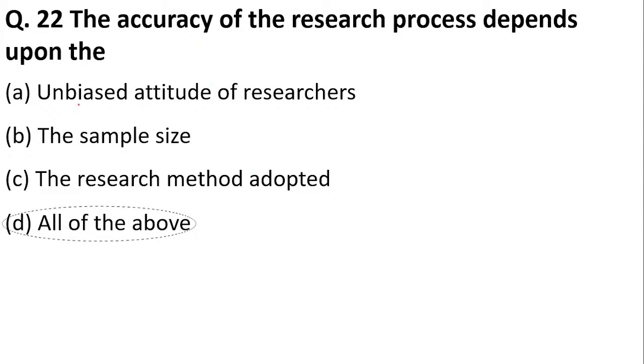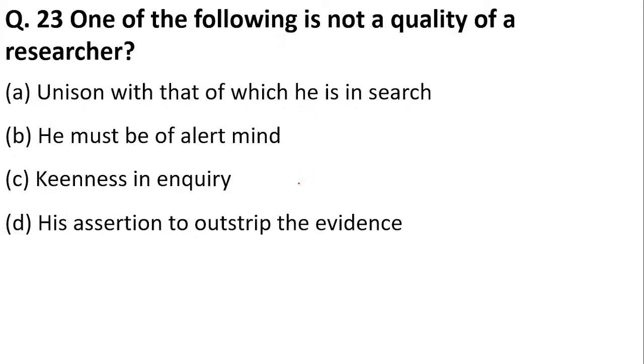Unbiased view means that the researcher is not subjective, he will not include his personal view in the research. Sample size means, if you want to do research on 1 lakh people, and the sample you take is 10 people, there are high chances that you will not get the correct result. So sample size is also very important. The research method adopted, so the correct research method is also very important. So all of the above is the answer.